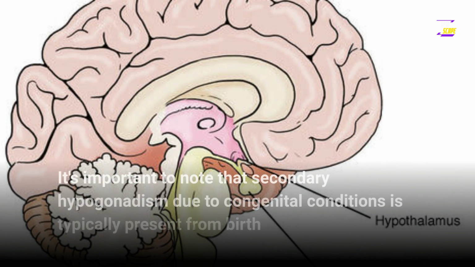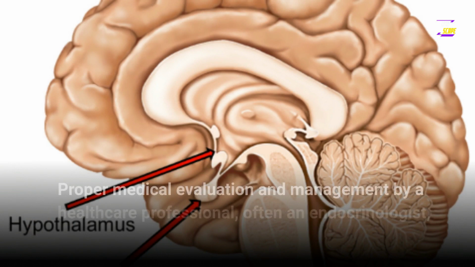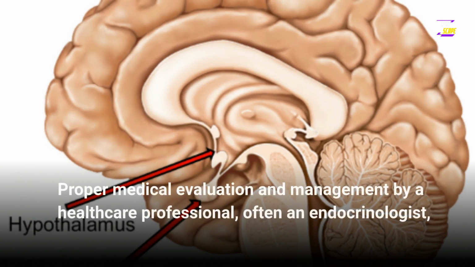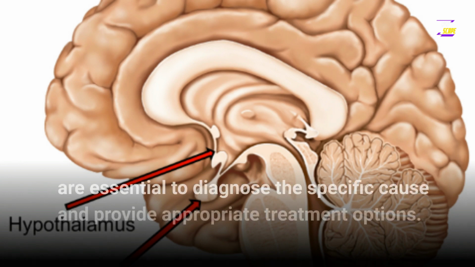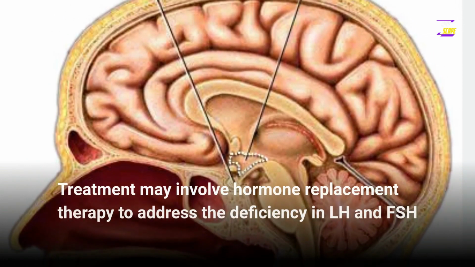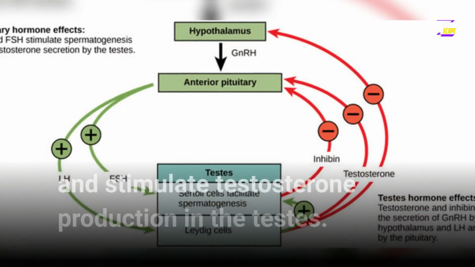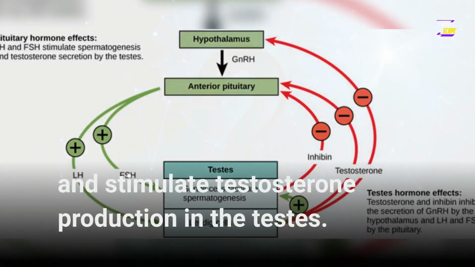It's important to note that secondary hypogonadism due to congenital conditions is typically present from birth, or becomes evident during adolescence when puberty fails to occur or is delayed. Proper medical evaluation and management by a healthcare professional, often an endocrinologist, are essential to diagnose the specific cause and provide appropriate treatment options. Treatment may involve hormone replacement therapy to address the deficiency in LH and FSH, and stimulate testosterone production in the testes.